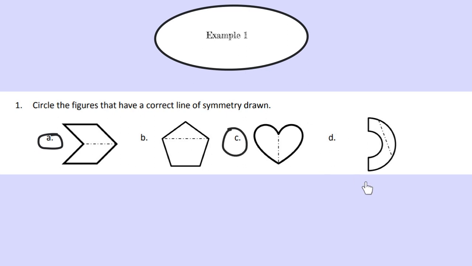Finally, let's look at D. Here is our line of symmetry, and if we were to fold this part over to this part, we can see that these are not the two exact same shapes. Therefore, this is not a correct line of symmetry. So our correct answers are A and C.